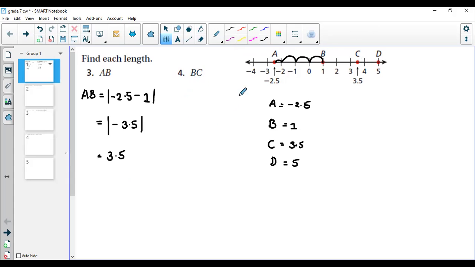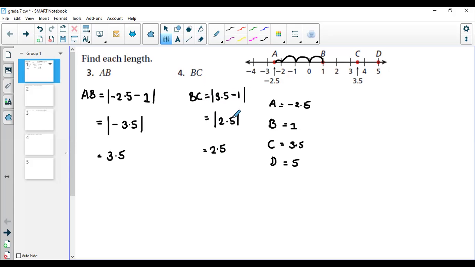Okay, BC. Let's find the distance from B to C. So already we have the coordinates, so it's going to be easy. So BC equals, put the absolute value line. B minus C or C minus B, it's going to be the same. So whether you write 1 minus 3.5 or you write 3.5 minus 1, there is no difference in that. 3.5 minus 1 will give you an absolute value of 2.5. So the distance between B and C is 2.5.